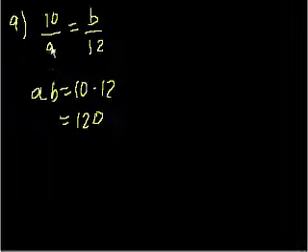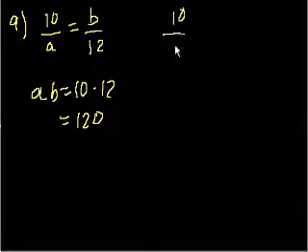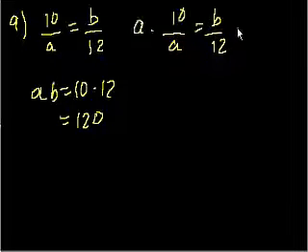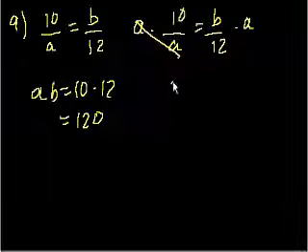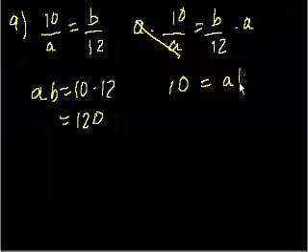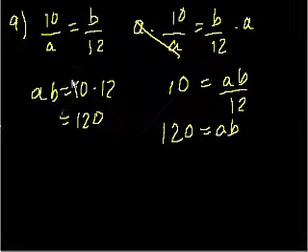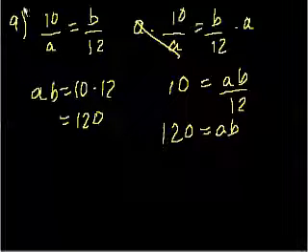And if you haven't learned to cross multiply, it's just a quick way. When you see two fractions equal to each other, you could take the numerator of the left times the denominator of the right, and that equals the denominator of the left times the numerator of the right. And how do we know that? Well, we could do it step by step. You can multiply both sides times A. That cancels out, and you're left with 10 is equal to AB over 12. And then you multiply both sides times 12, you get 120 is equal to AB. That just skips one step right there. Next problem.